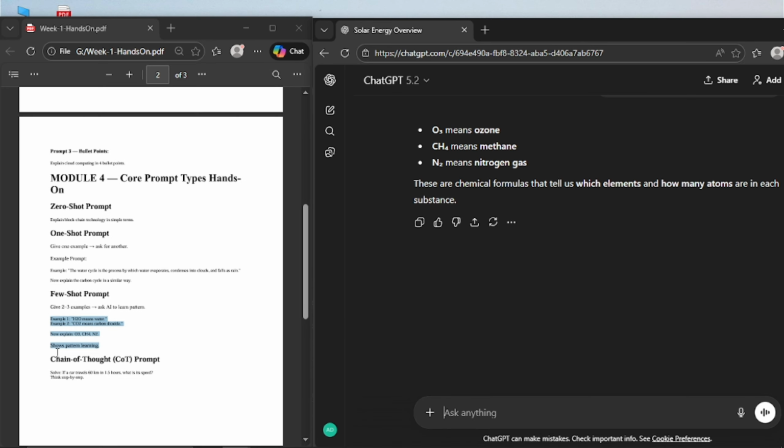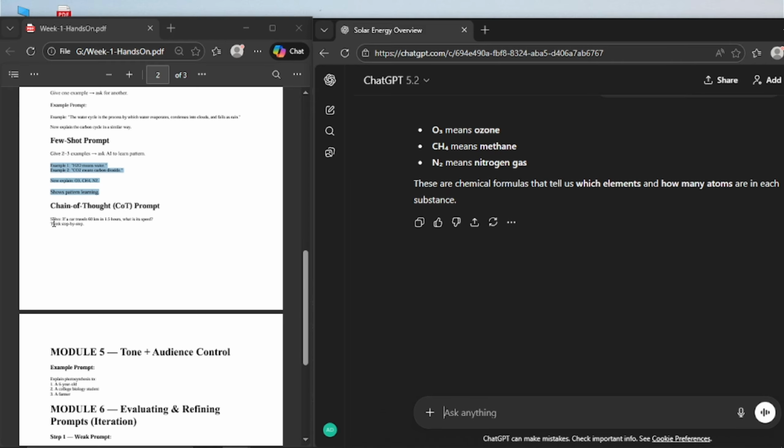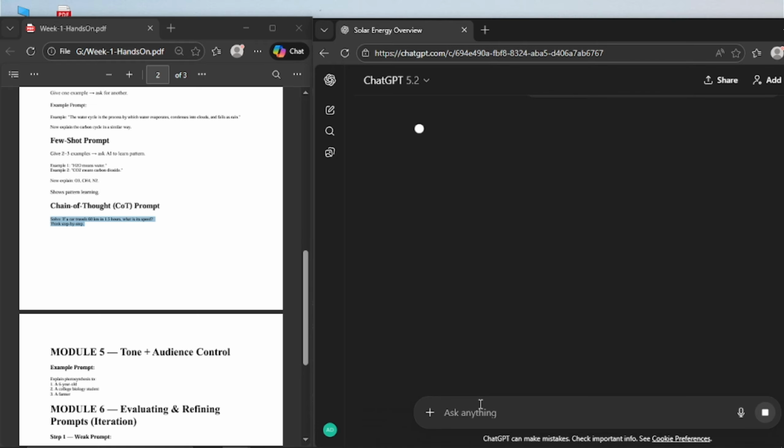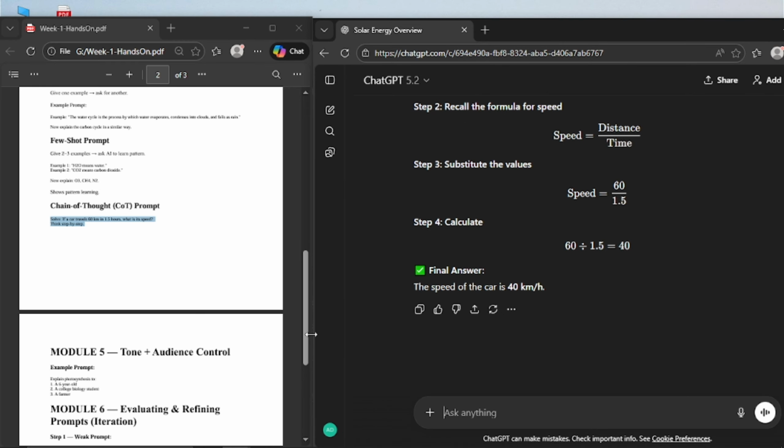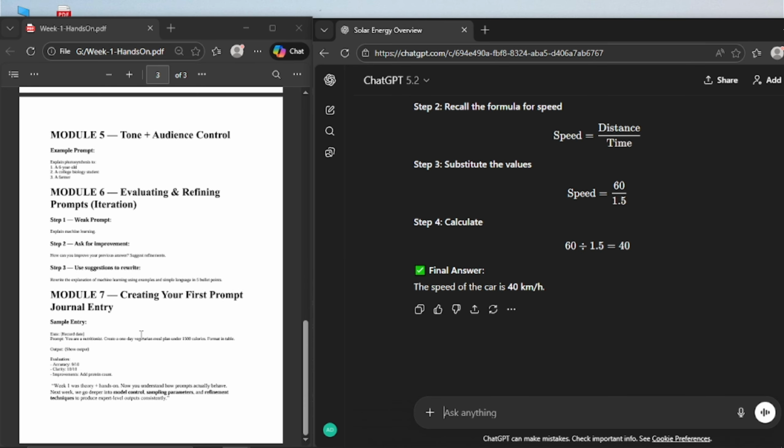Very simple. Now comes the chain of thought. You ask ChatGPT to solve a particular problem, for example if a car travels, and then tell ChatGPT to think step by step. Chain of thought is basically useful for students who are preparing for entry level examinations, because it gives you a step by step answer so that you can understand the entire process.